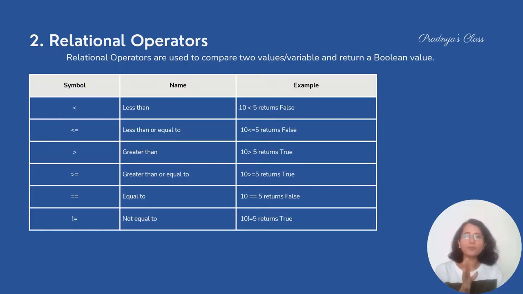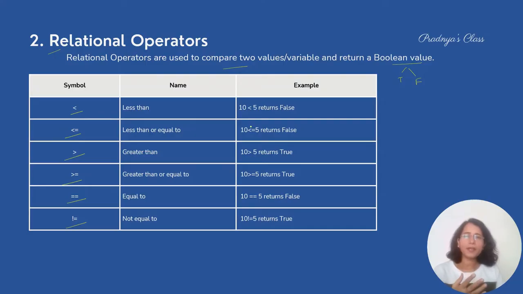Let's discuss one more important operator, that is relational operator. Relational operator is used to compare the values, and the result of the relational operator will be a boolean value. It will be either true or false. So there are a total of 6 relational operators. First is less than, the second one is less than or equal to, the third is greater than, the fourth one is greater than or equal to, the fifth one is equal to, and the sixth one is not equal to.